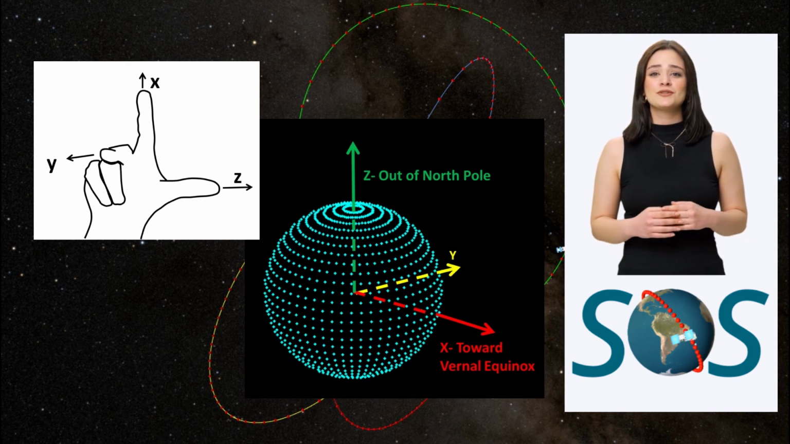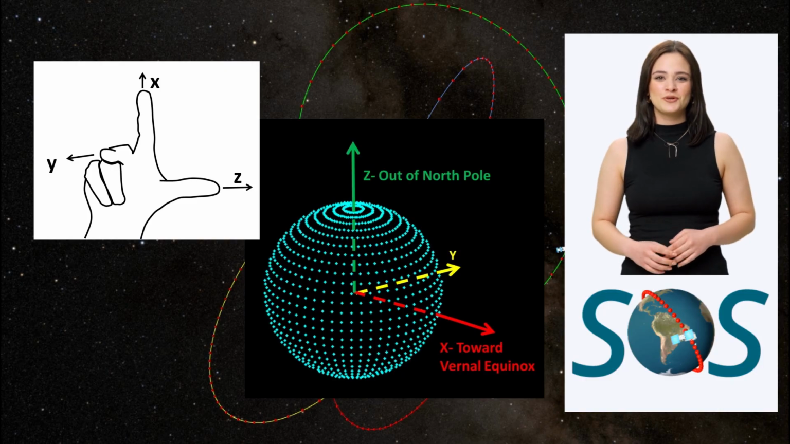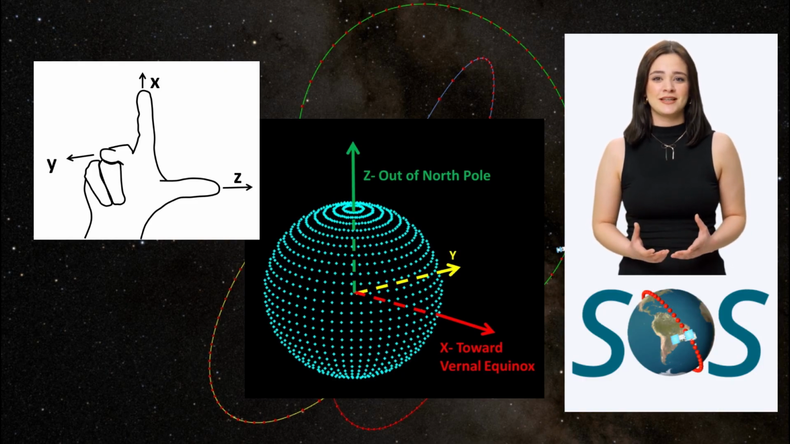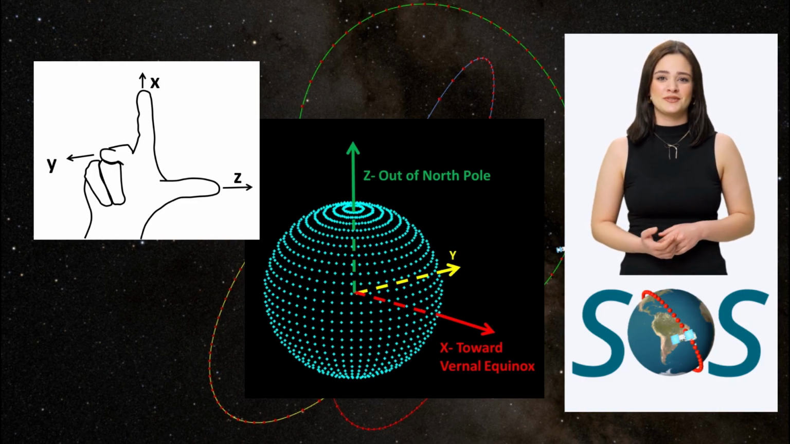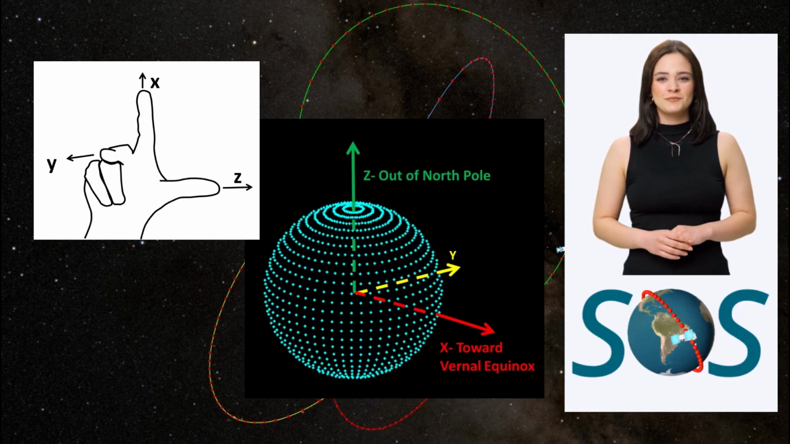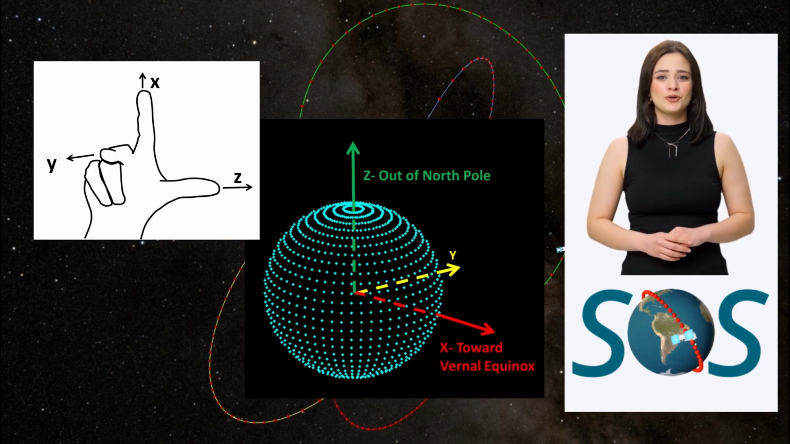We hope you found this video useful. It's important because in the next video, we'll use this ECI frame to solve the spacecraft's equation of motion. And that equation allows us to calculate spacecraft flight for any orbit or trajectory.